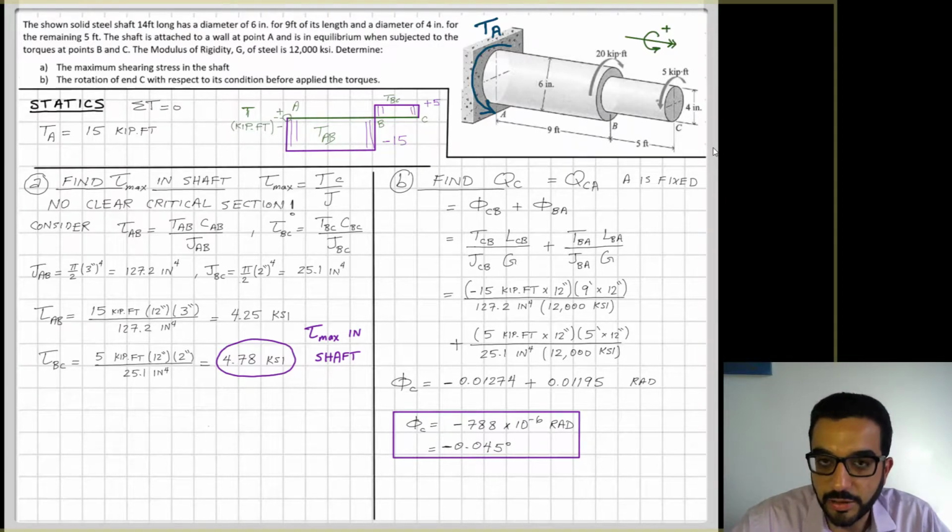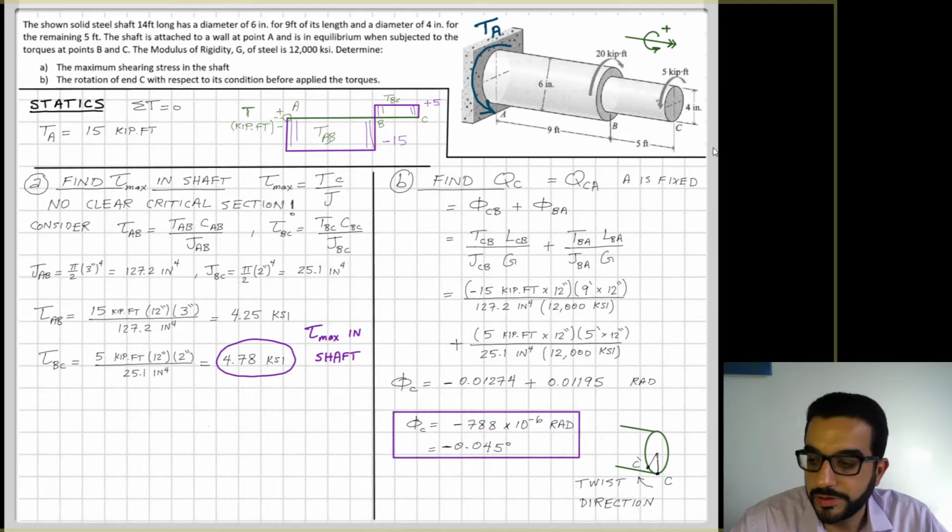Or if I multiply by 180 over pi, that will give me the degrees for the angle phi C. Now I want to feel where this section is actually going. Is it twisting clockwise or counterclockwise? It depends on the direction you assume to be positive that you used to develop the internal torque diagram. So if I assume positive to be counterclockwise when I look from the right at the shaft, a negative twisting angle means it's actually clockwise. So the twisting direction here, I can say, is clockwise.